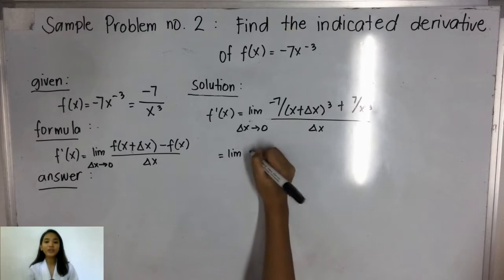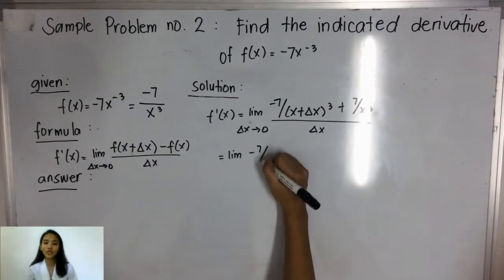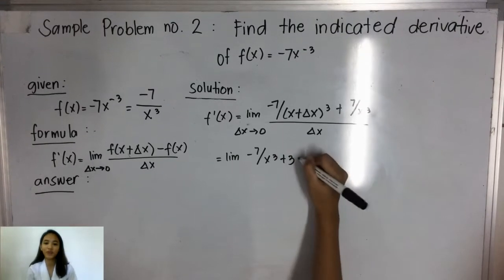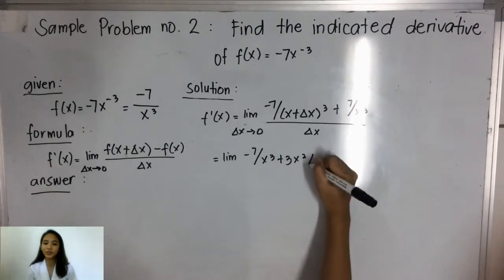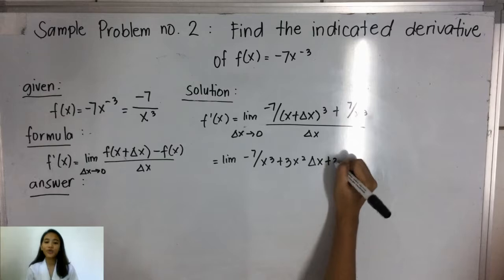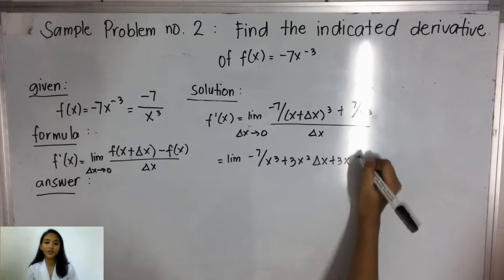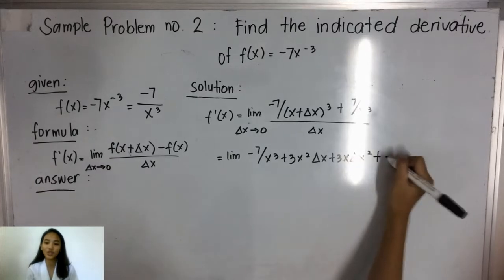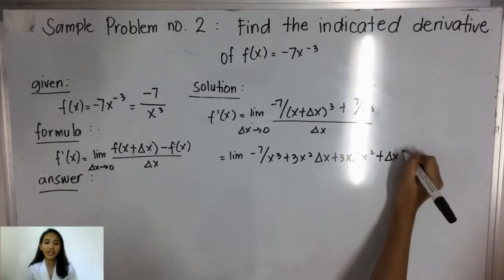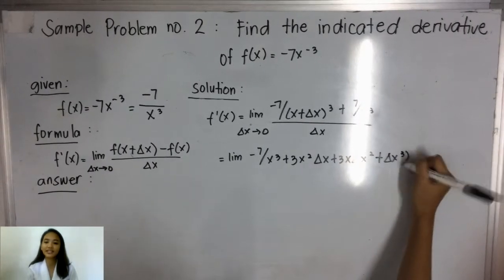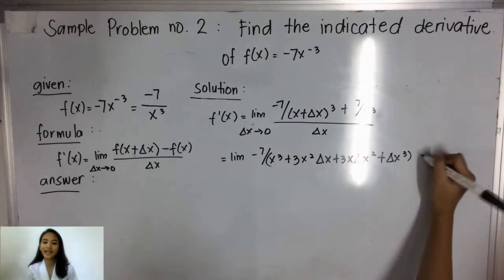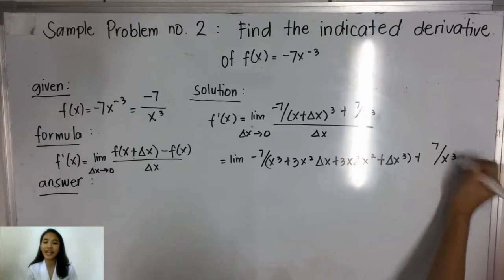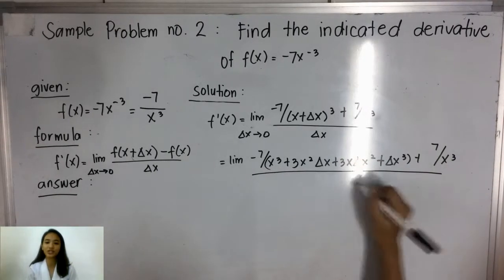After this, we will solve for the whole quantity of the numerator, starting by solving for the x plus delta x cubed of this term using the abridged multiplication. Now, we have here f prime of x equals the limit of negative 7 over x cubed plus 3x squared delta x plus 3x delta x squared plus delta x cubed plus 7 over x cubed, over delta x as delta x approaches 0.